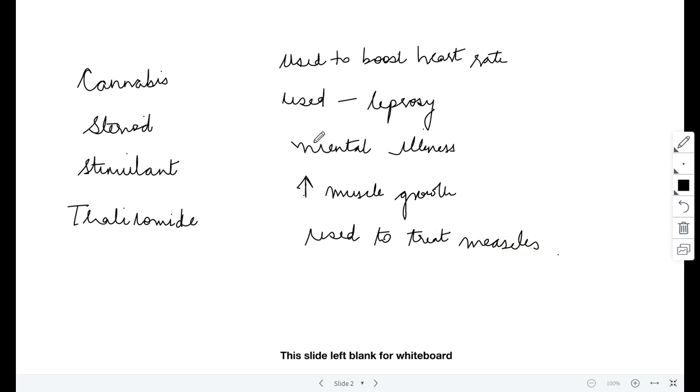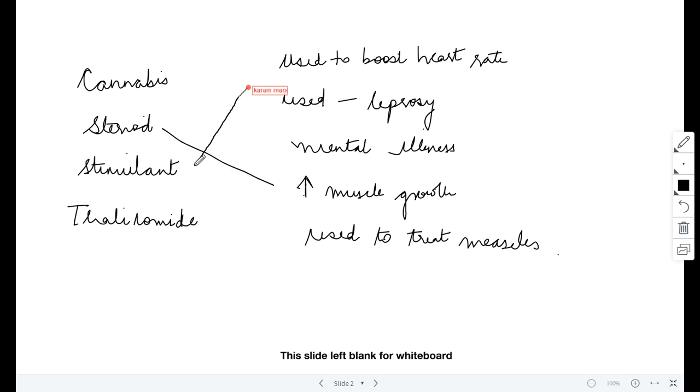So now I have given you these options. If you are going to match these, you will always remember what is the function of each of them also. So you can tell me what do you think? Steroid is used for muscle growth. Okay, steroid you are saying is used for the muscle growth. Stimulant is to boost heart rate.